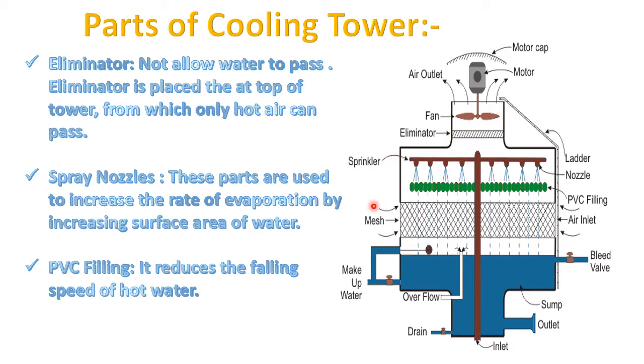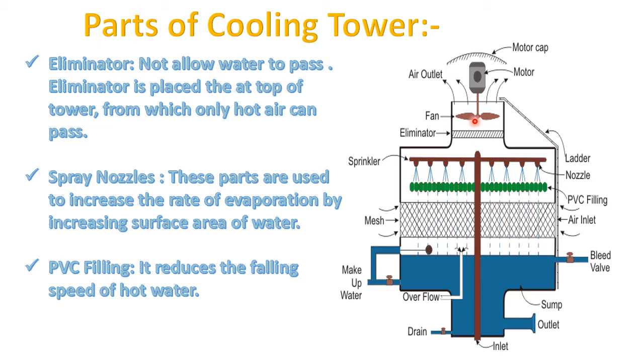So friends, starting with the eliminator. Friends, the eliminator is just placed below the fan. The role of the eliminator is that it only allows air to pass through it. It doesn't allow any water to pass through it, because inside the cooling tower, in this zone, both heat transfer and mass transfer take place. The hot water and air come in contact and evaporation phenomena takes place. So maximum chances are there that some of the water must be carried out along with the air. So the role of this eliminator is just to trap the water that is being carried over along with the air and allow just the air to pass through it.